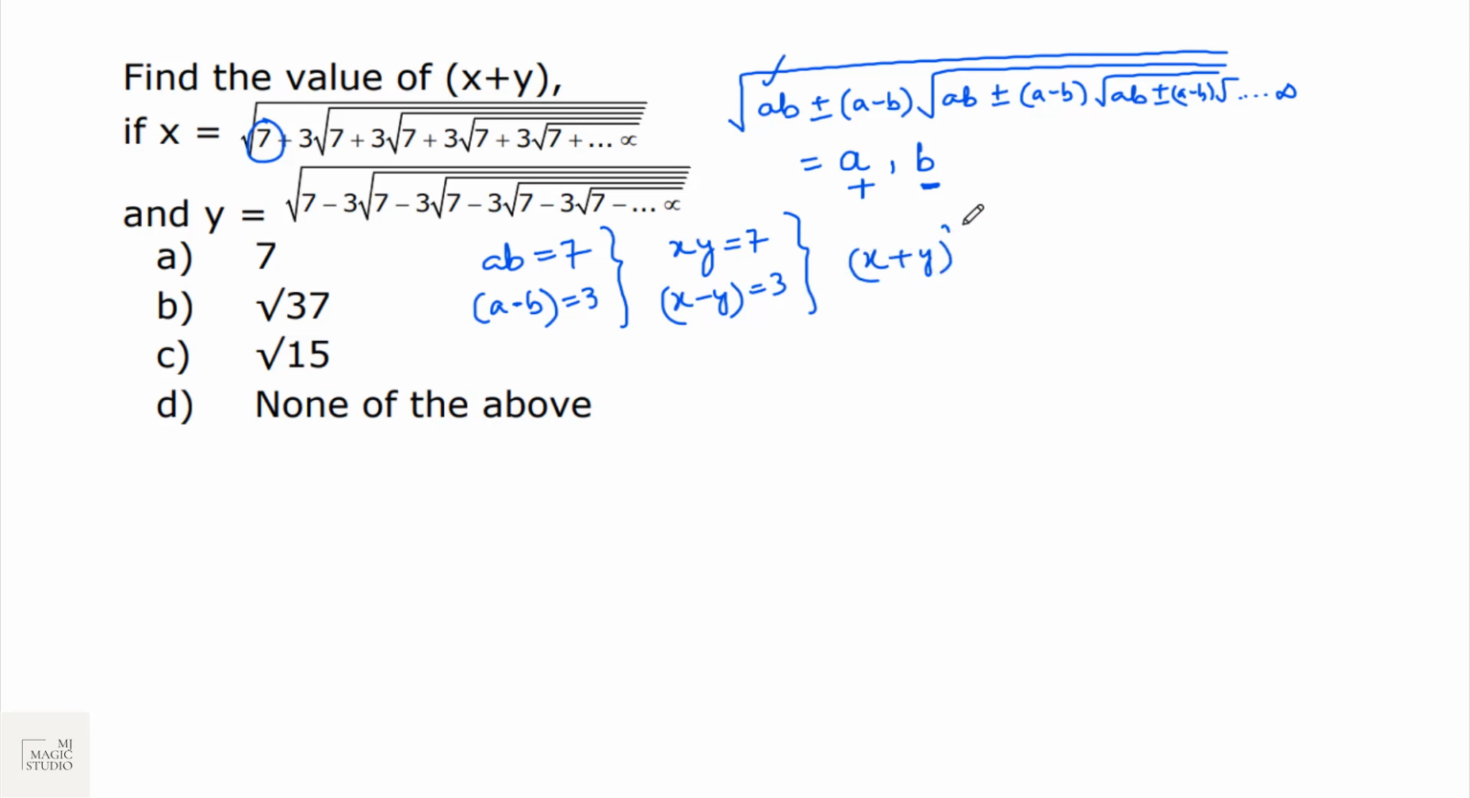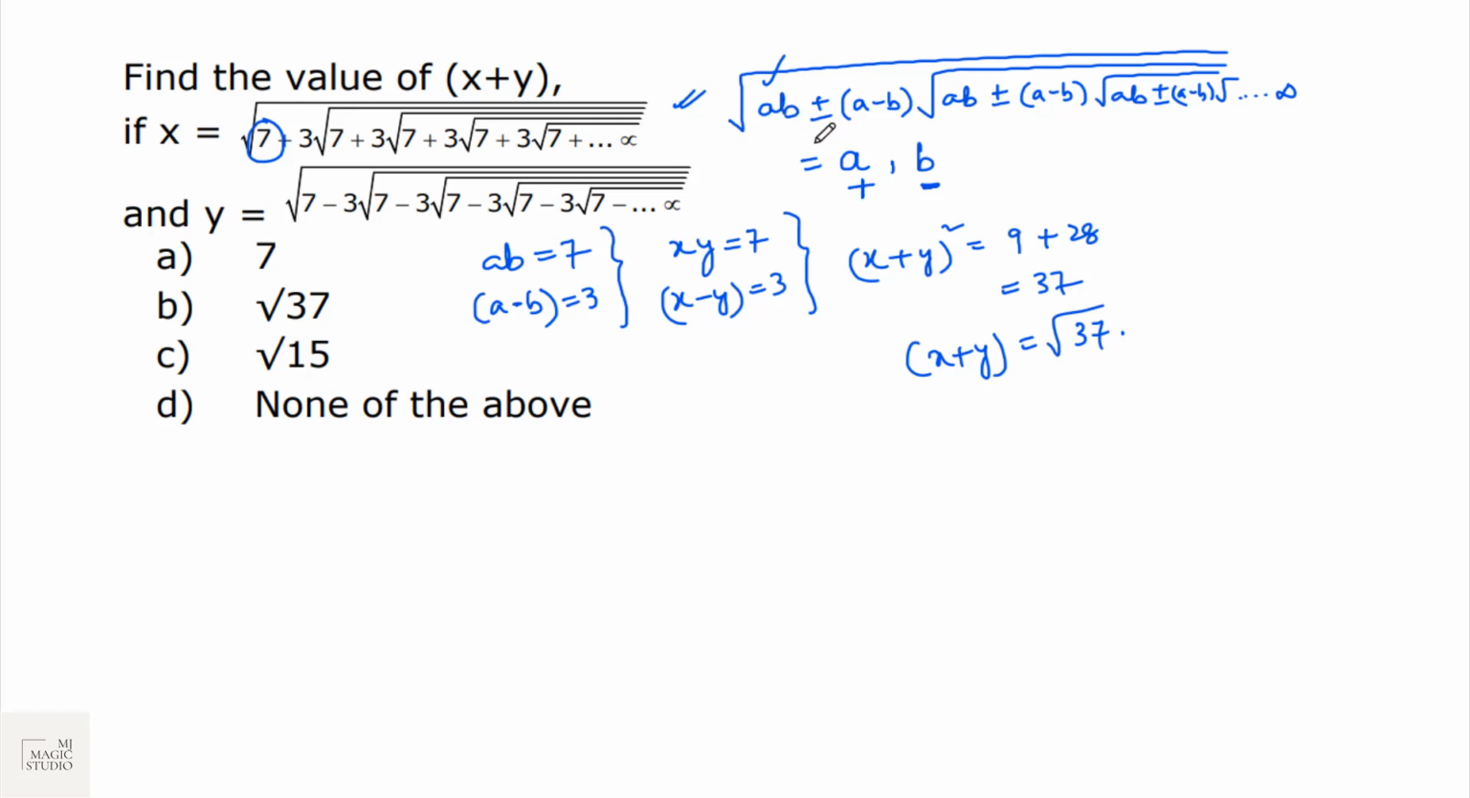Now we know what x plus y whole square is. That is x minus y whole square plus 4 into xy. That is 37. So we can say x plus y is equal to root 37. If you know, this format is designed like this.